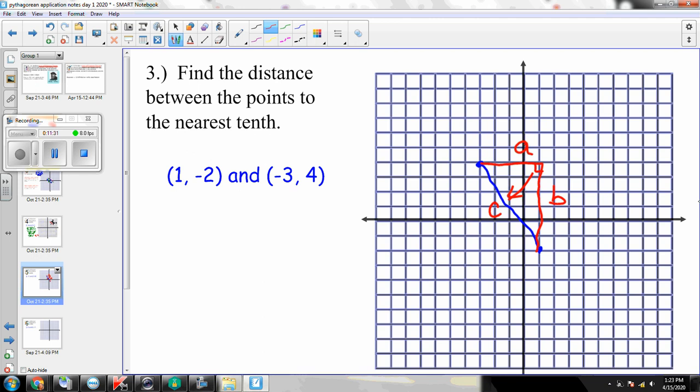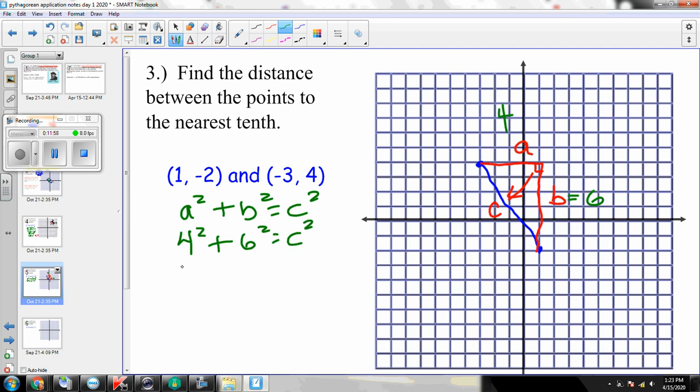So I need to count how long each of these sides are. So this one is 1, 2, 3, 4. This would be 4. This is 1, 2, 3, 4, 5, 6 units long. So B would be 6. So then I'm going to use the Pythagorean theorem. A squared plus B squared equals C squared. My legs, A and B, would be the numbers 4 and 6. And I don't know C.